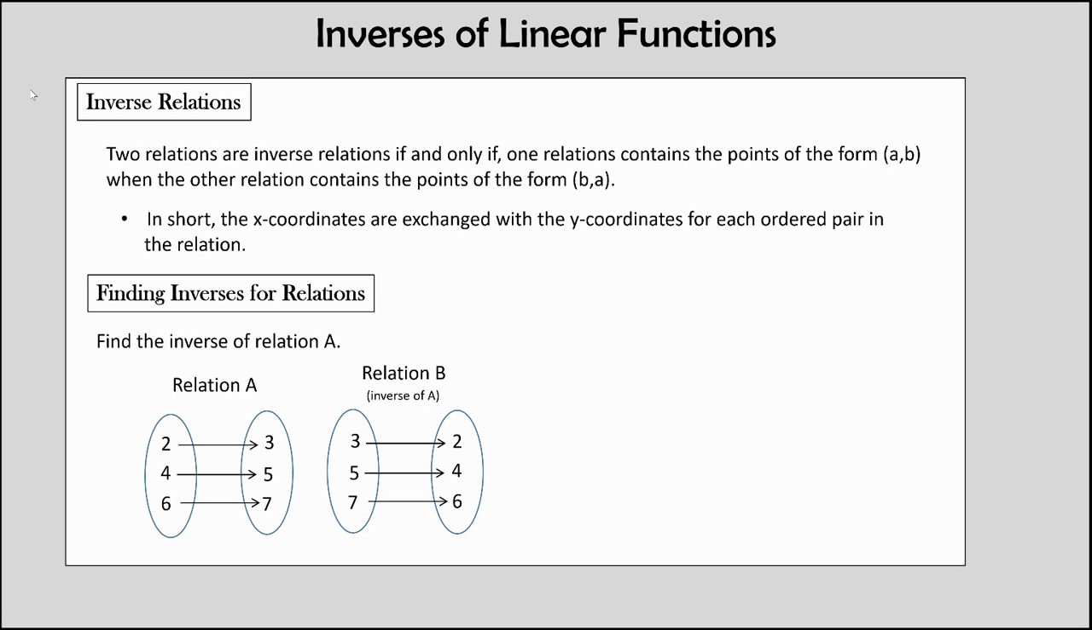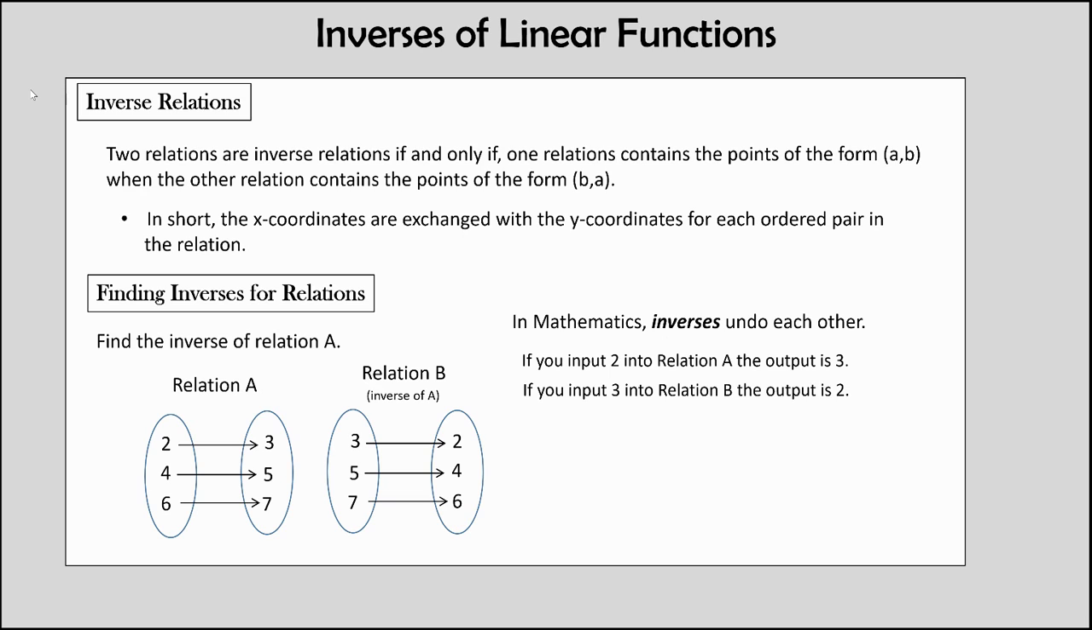So I've interchanged the inputs and the outputs, the domain and the range, or the x's and the y's, however you want to look at it. The whole idea is that we create an inverse. A and B are inverses of each other. If you look at relation A, if I input 2, I get an output of 3. Now, if you move into relation B, the input of 3 gives you an output of 2. So relation B undid relation A. An input of 2 gave you 3, and then in B, the input of 3 brings you back to 2. So it's like they undid each other.